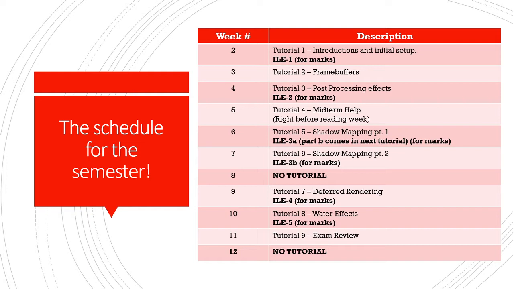So tutorial 3, we've got post-processing effects, and you have your ILE 2. Obviously, I will be giving more information about the ILEs the week that they happen. But for right now, we'll just leave them at ILE 1, 2, 3, 4, 5. Keep in mind your lab percentage of the class is about 10%, I believe. So each of these exercises is worth 2% of your final grade.